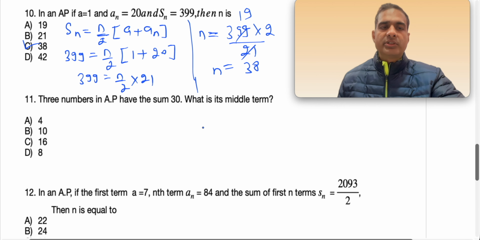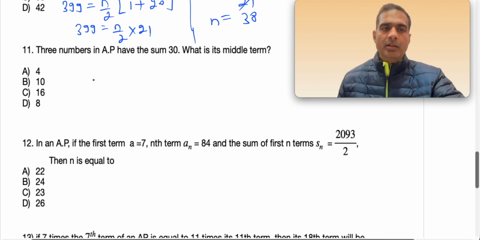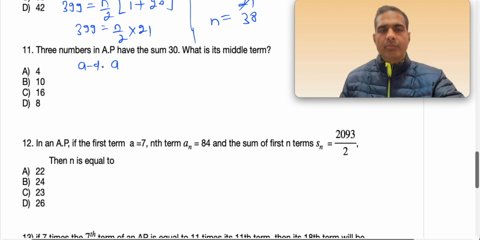Now moving to question number 11. Three numbers in AP have the sum 30. What is its middle term? If three numbers are in AP, we can assume the terms as a minus d, a, and a plus d.